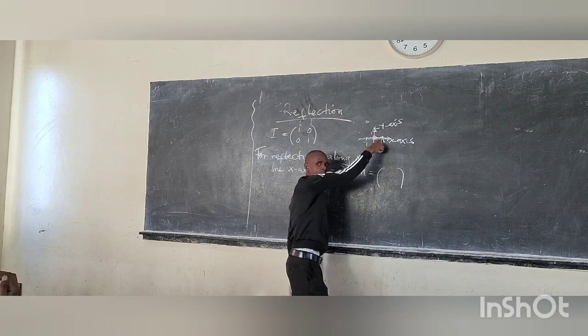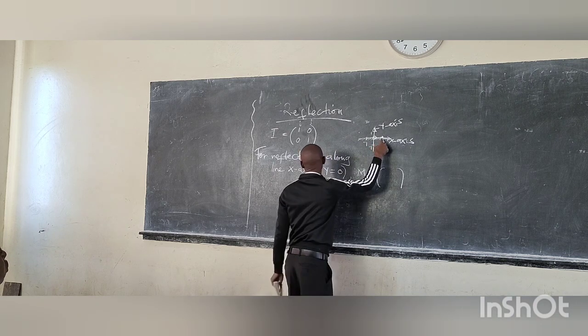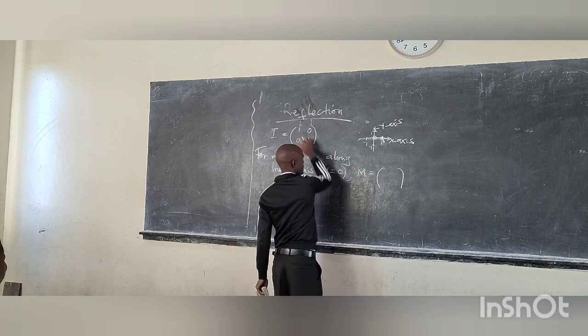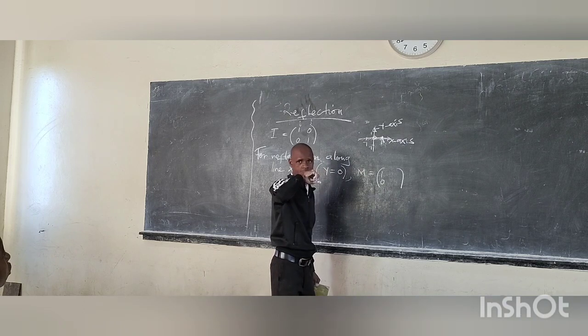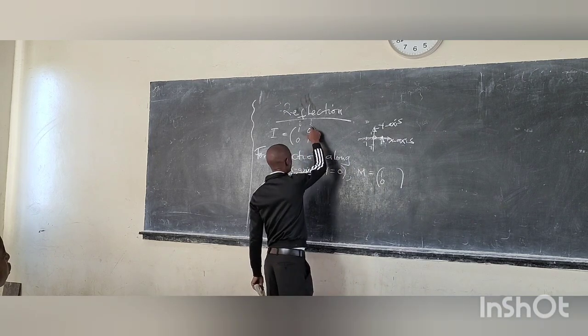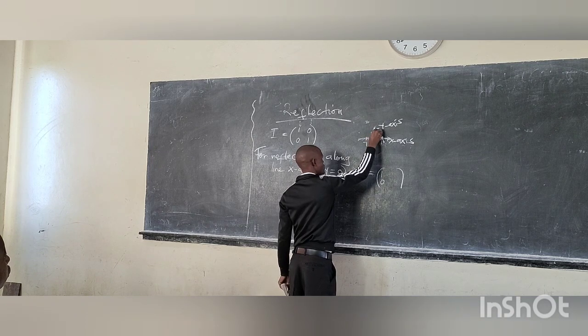And if the object is sitting on the middle line, its position doesn't do what? Change. So for reflection along the x-axis, i doesn't do what? Change. It remains the way it is. Is it clear? And also we have j, which is 0, 1. This is j.